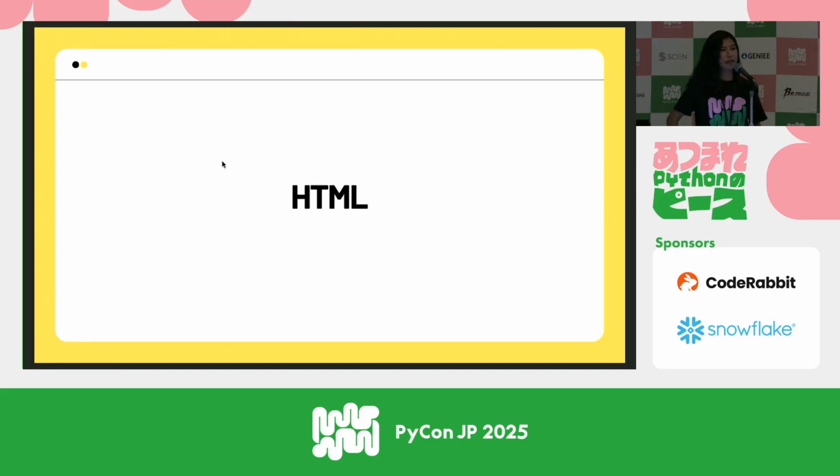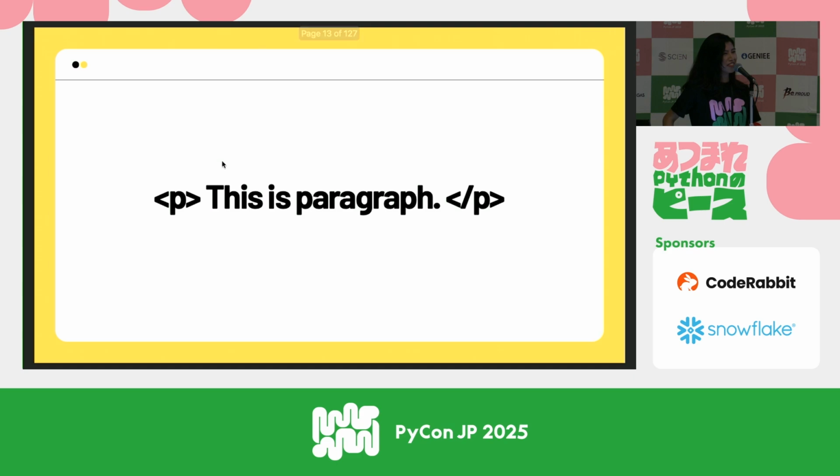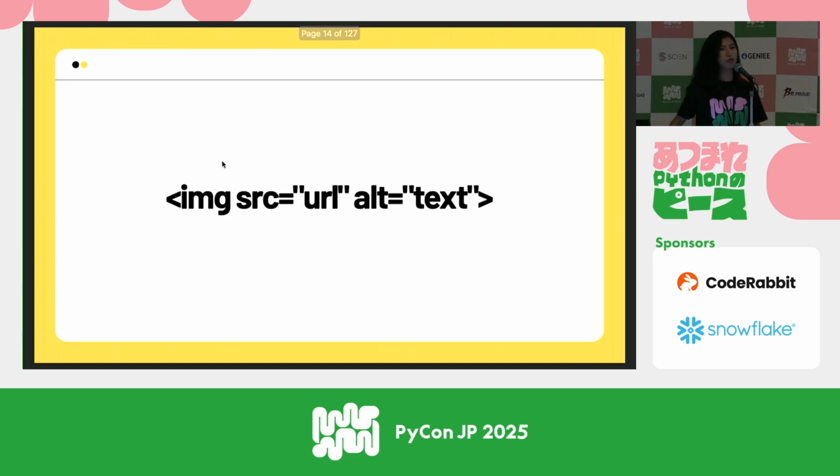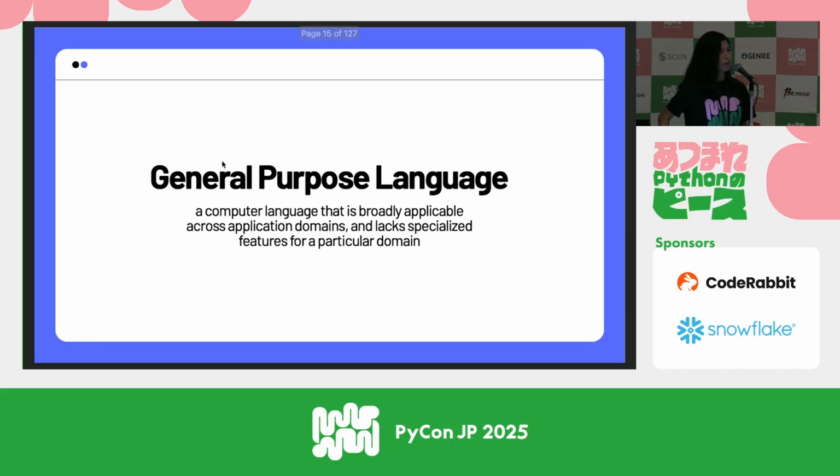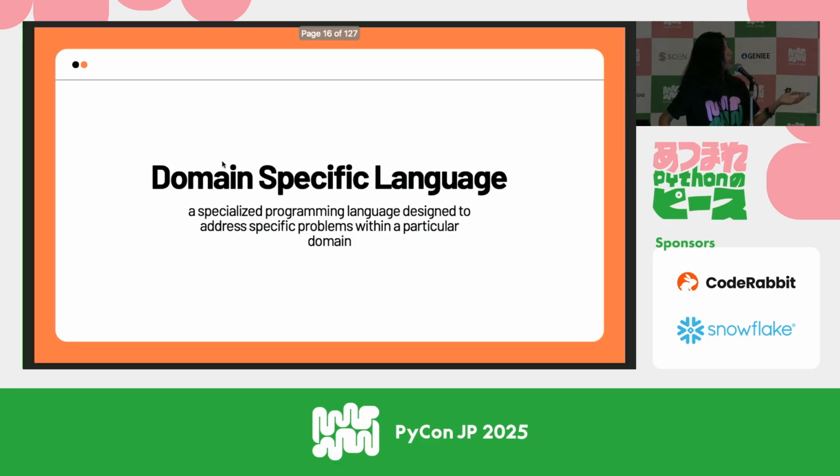Another example is HTML. We all know what HTML syntax looks like, or not. This is a paragraph. This is an image. Please raise your hand if you think this is a domain-specific language. This is considered a domain-specific language because it is used in the web browser domain. So now we know what a general-purpose programming language is: we can use it across domains, and there are no specialty domains. You could use it in any field. And a domain-specific language is basically trying to solve a specific problem in a specific domain.